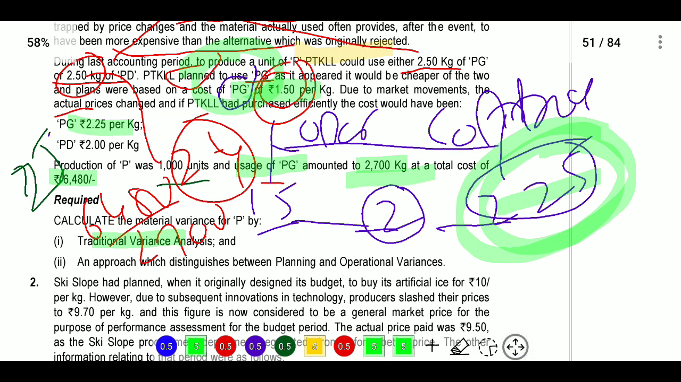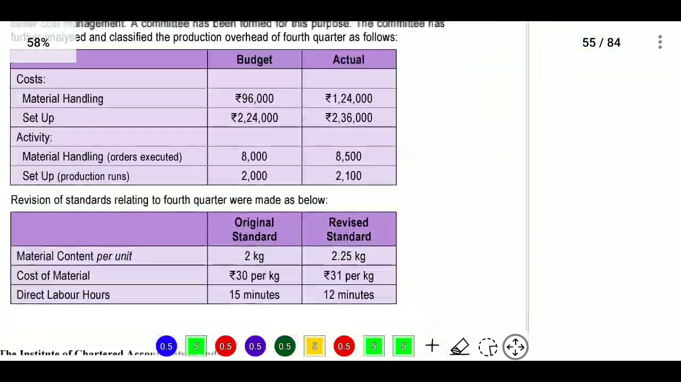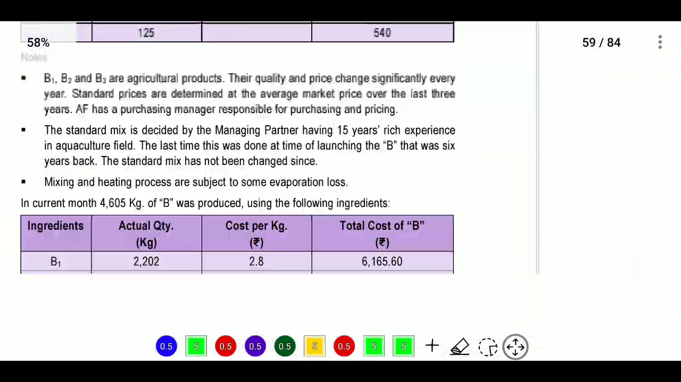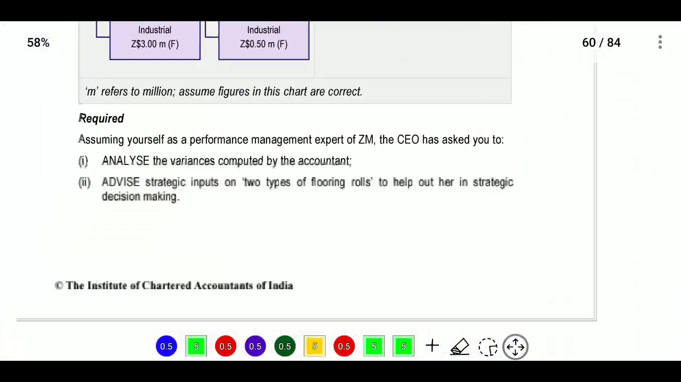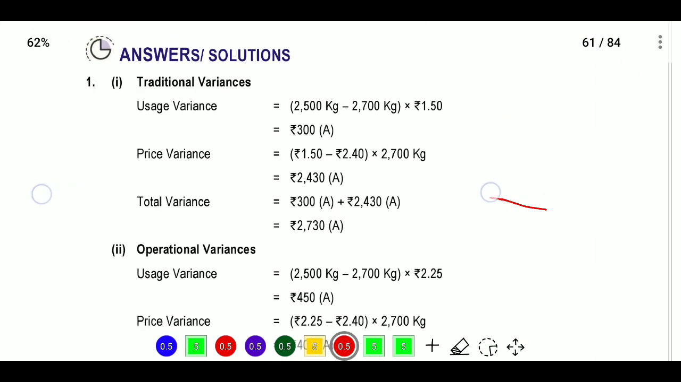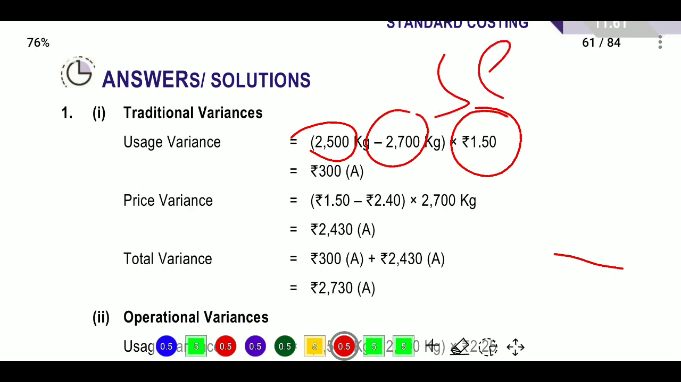Okay, now we will see the answer. What is there in the answers? We calculated all of it: the traditional variance, total operational variance, and planned variance. Now we will see how it is presented. The usage variance is 2500 kgs, 2700 kgs into the standard price. We take the standard price, so we got the first answer.